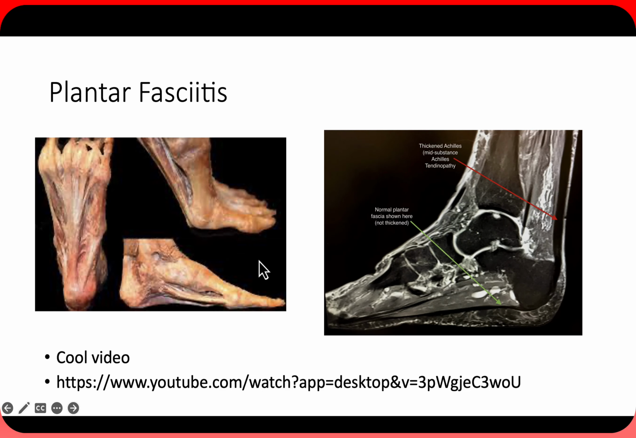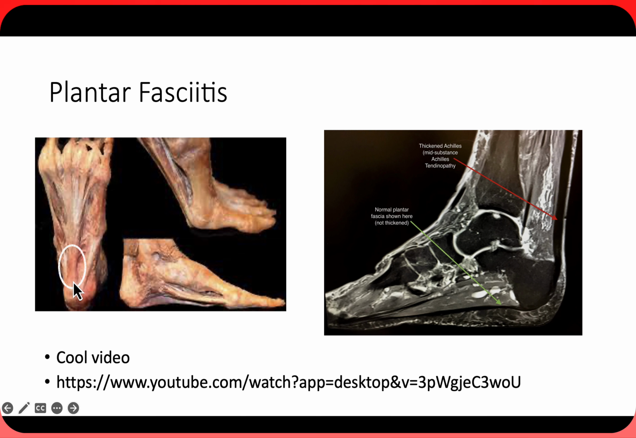Okay, so this section's on plantar fasciitis. We can start with anatomy. We can see in the picture on the left here, the skin and fat has been removed, and we can see the plantar fascia extending from the calcaneus across the metatarsal heads to the phalanges, right? The medial border's marked right here, and on the medial side we can see the origin of the plantar fascia arising and running distally.